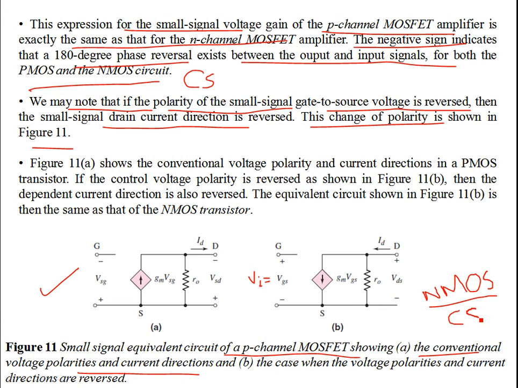But we are going to stick to the model shown in figure 11A, because this still holds the voltage polarities and the current directions which are associated with the PMOS device. But just for illustration, in part B, the case is illustrated when the voltage polarity and the current direction are reversed. So the small signal model of the PMOS device becomes very similar or equal to your NMOS device.